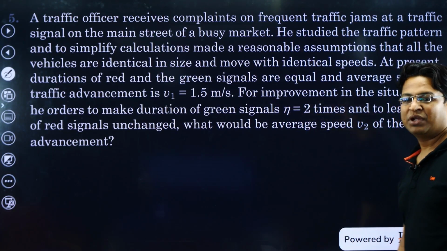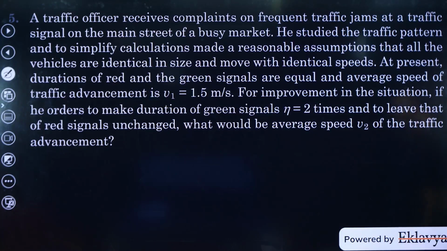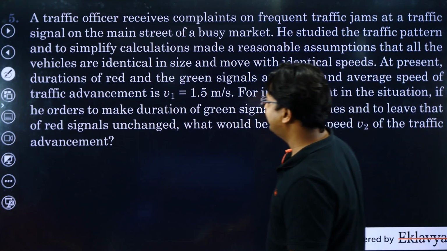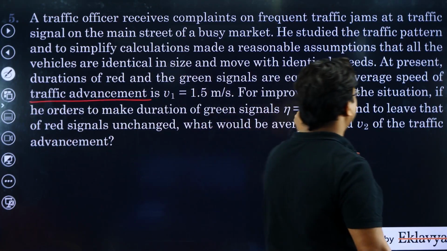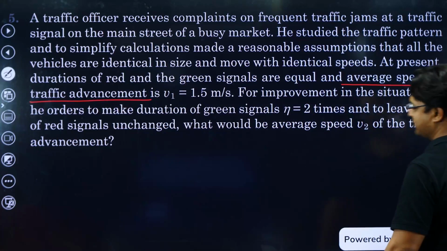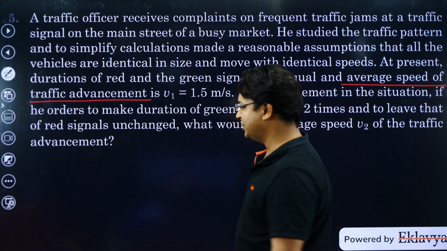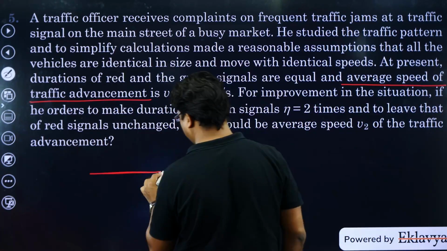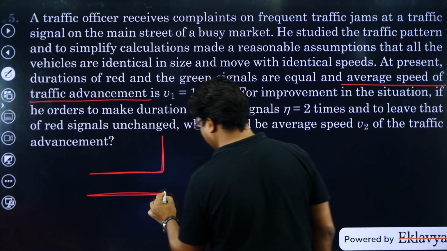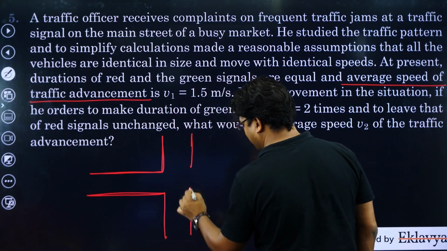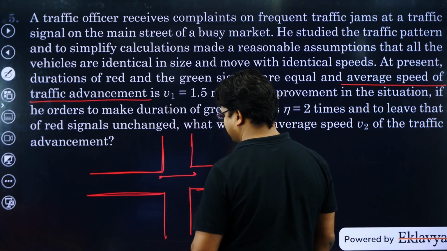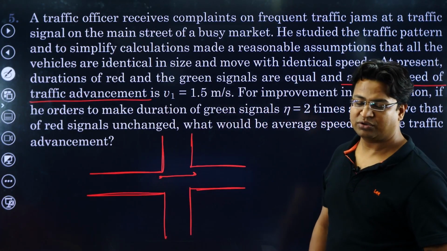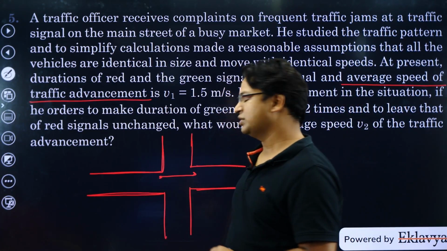Okay guys, you can read the question. Now let's first understand what average speed of traffic advancement means. Where does the student commit a mistake in understanding this question? They imagine a crossing, and they start thinking about how the cars are moving across this crossing, how much time they are taking to cross the signal, to cross this crossing, and something like that.